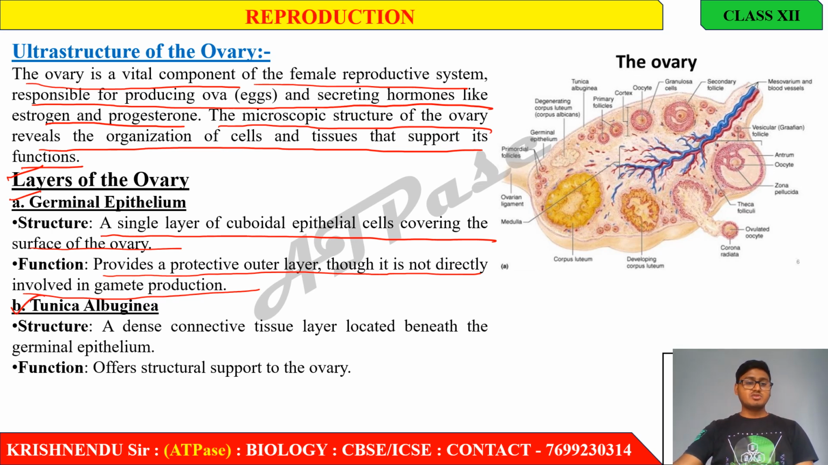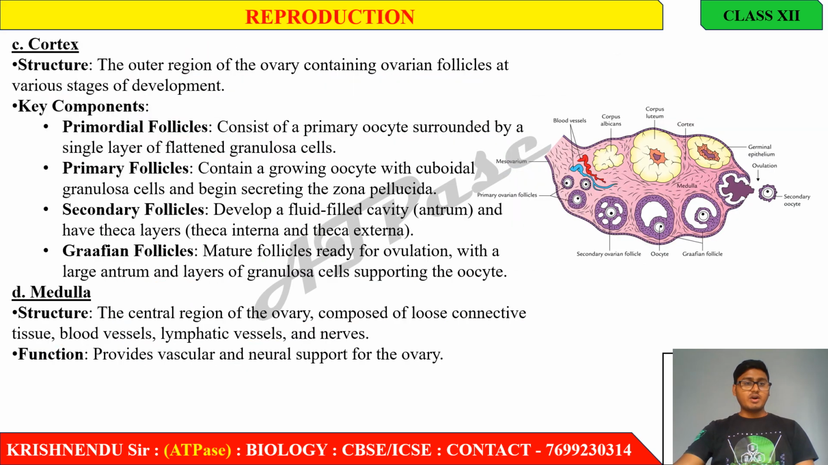Next, tunica albuginea. Structure: a dense connective tissue layer located beneath the germinal epithelium. It is formed by dense connective tissue, and this is known as tunica albuginea. Function: it offers structural support to the ovary. Okay, next structure is the cortex.